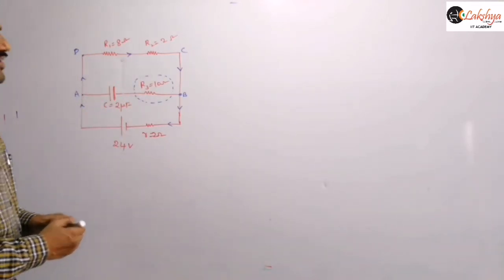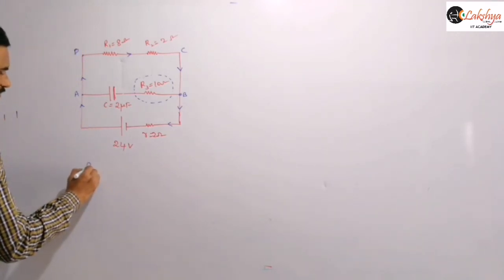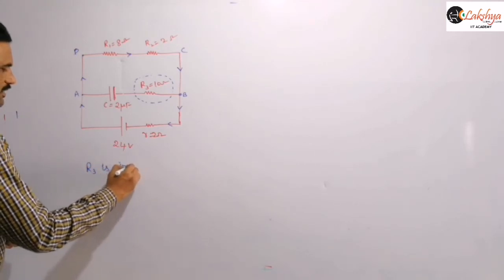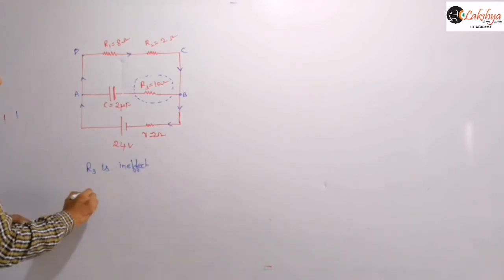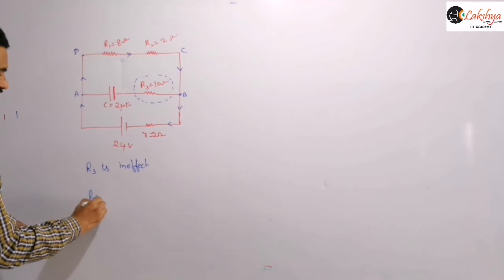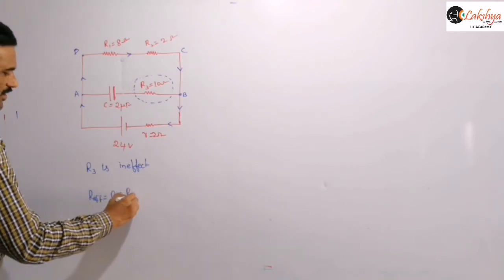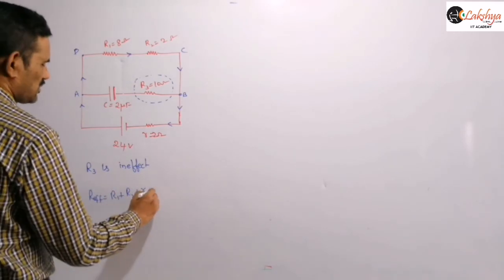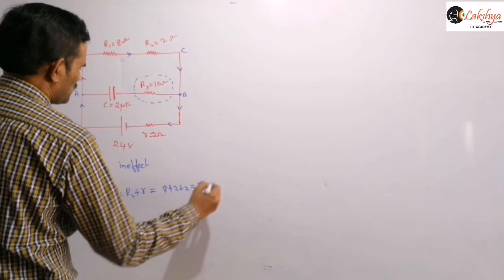So I am writing now the effective resistance. Therefore here R3 is ineffective, so no need of considering that. Therefore R effective is equal to R1 plus R2 plus small r, because these are all in series. Which is nothing but 8 plus 2 plus 2 we can write, so 12 ohms.